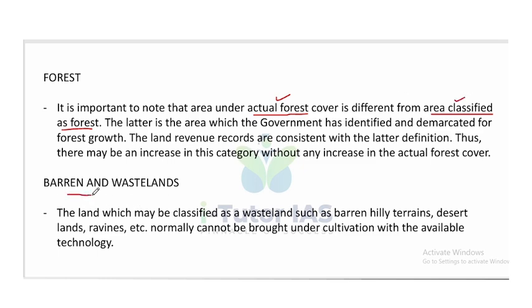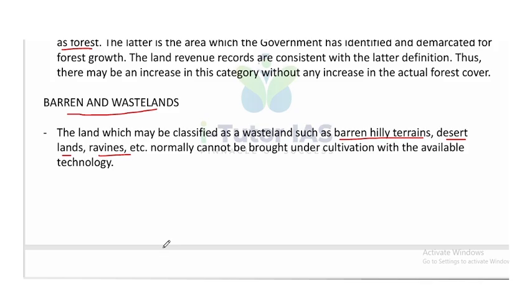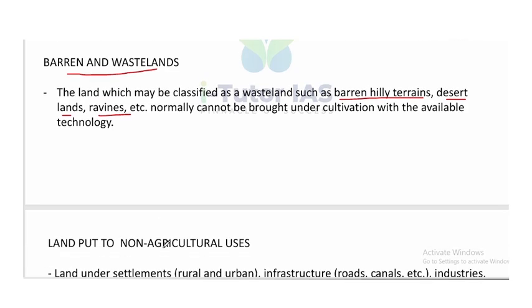Now, barren and wastelands. The land which may be classified as wasteland, such as barren hilly terrains, desert lands, ravines, etc., normally cannot be brought under cultivation with the available technology.